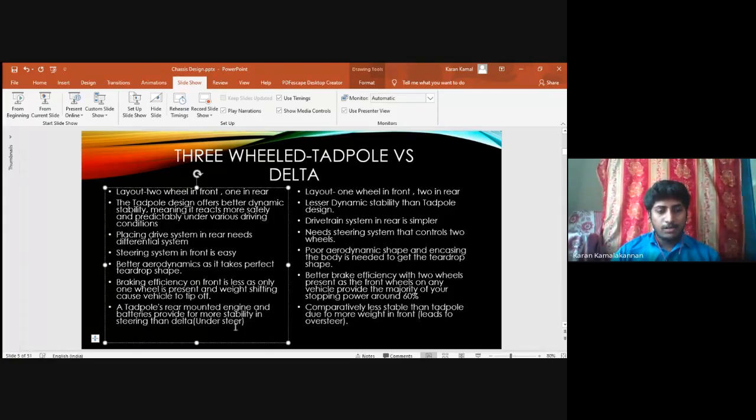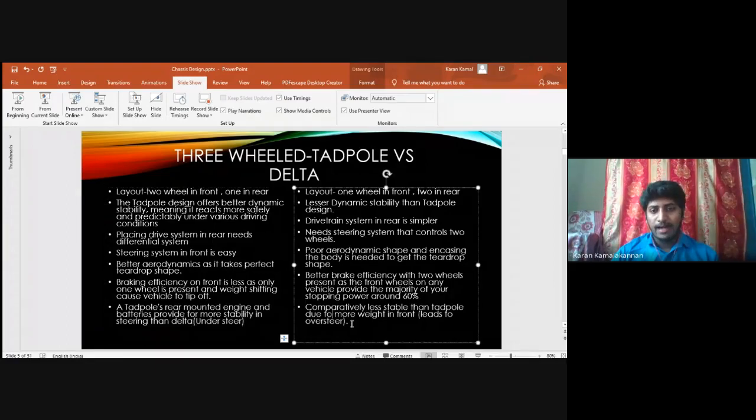Okay, and also the tadpole design has a rear mounted engine and battery. Since there is only one wheel in the rear, we naturally place more weight on the rear to get a biased design, so the weight distribution will be more on the rear rather than the front. So we get a steering dynamic characteristic called understeer, and here it is less stable, because the vehicle will tend to oversteer.